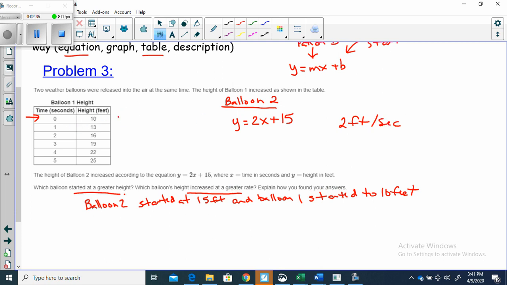To find our slope, to find our rate of change, we need to find the change in y over the change in x. Here's our x, here's our y, our change in y. 13 minus 10 over 1 minus 0. 13 minus 10 is 3 over 1. So our rate here is 3 feet per second. Which one is increasing at a greater rate? This one is going up 3 feet per second. That one's only going up 2 feet per second.